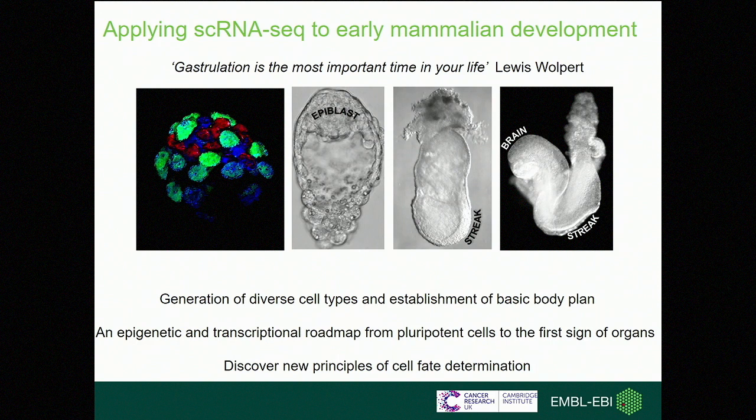So the system that I'm going to use to motivate this work is a very classical system. It's a system that's been studied for literally hundreds of years, and that's early development, and in particular early development in the mouse. And we're going to focus around a time point called gastrulation. This is an absolutely critical time point of development. It's when the basic body plan is laid down, when you begin to see the first signs of organs.